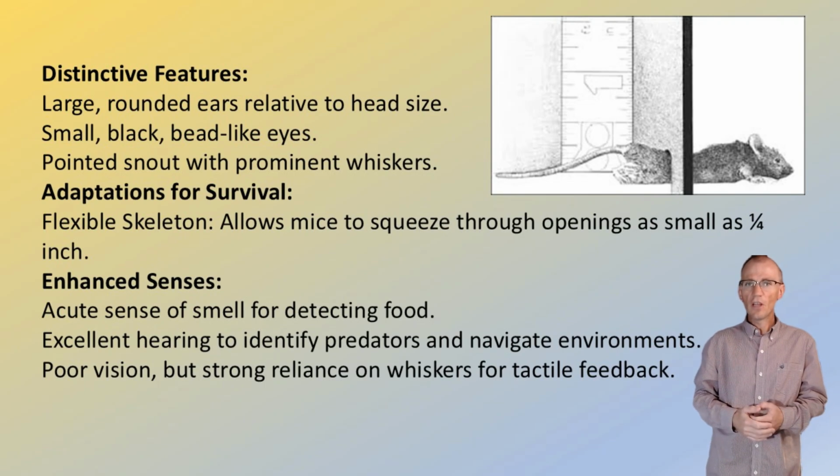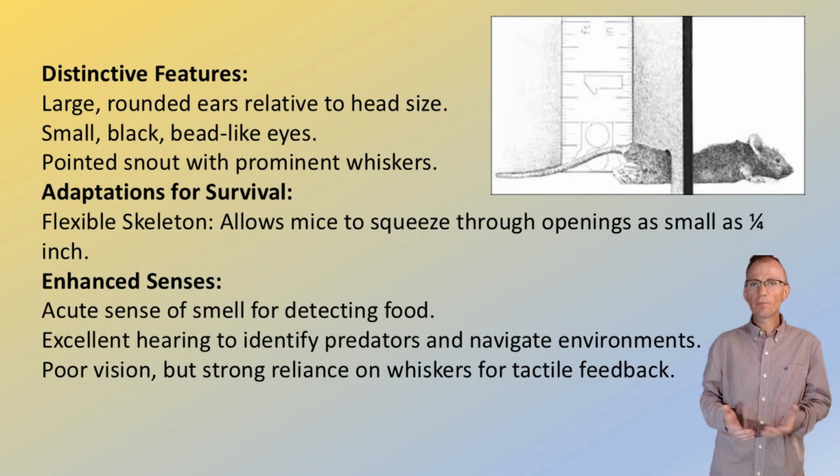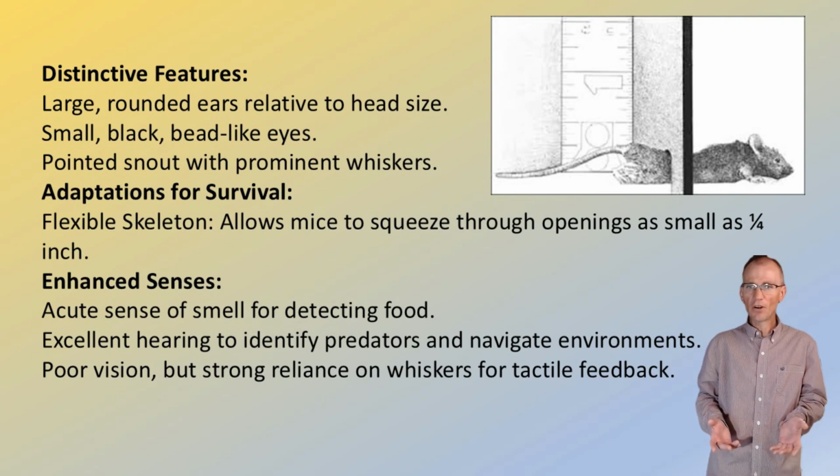Distinctive features: large, rounded ears relative to head size, small, black, bead-like eyes, pointed snout with prominent whiskers. Adaptations for survival: flexible skeleton allows mice to squeeze through openings as small as 1/4 inch. Enhanced senses: acute sense of smell for detecting food, excellent hearing to identify predators and navigate environments, poor vision, but strong reliance on whiskers for tactile feedback.